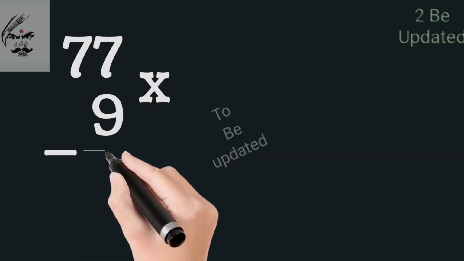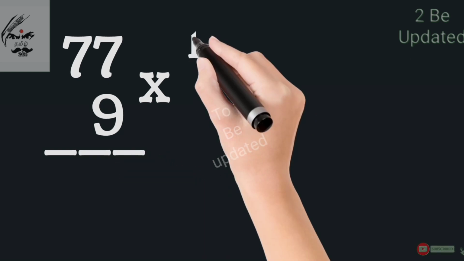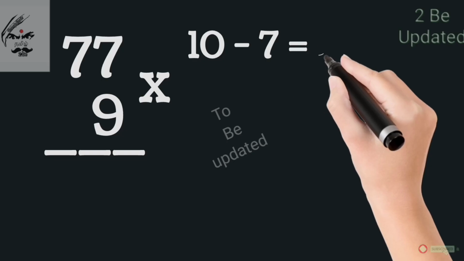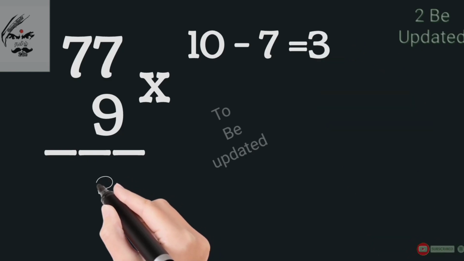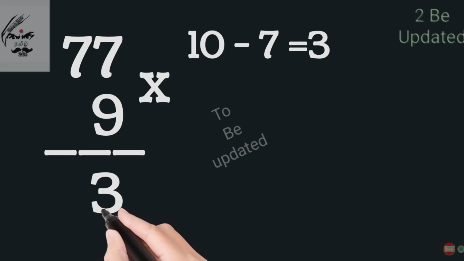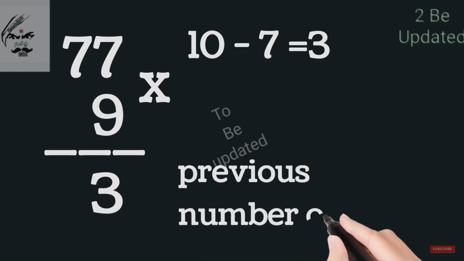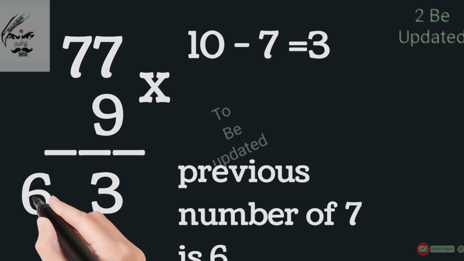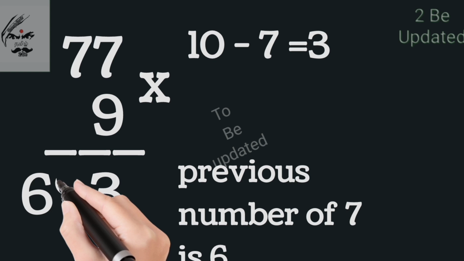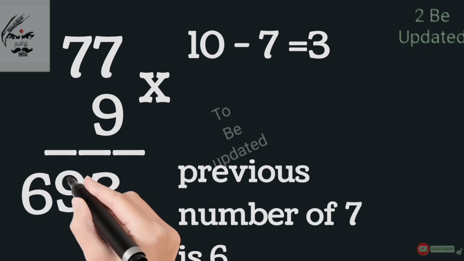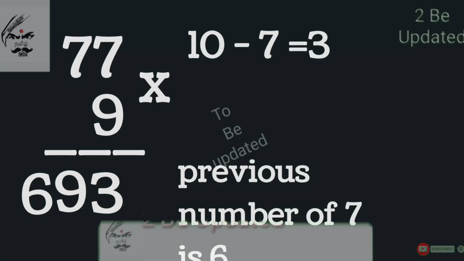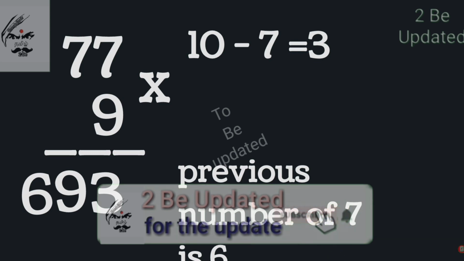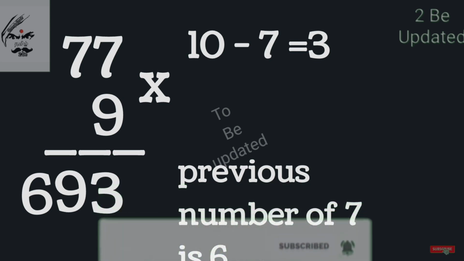In 77, the unit digit is 7. So we are subtracting the 7 from 10. 10 minus 7 is 3. So the unit digit is 3. And in 77, the tens digit is 7. So the previous number of 7 is 6. We are going to display that 6 in the hundreds place. Now in between 6 and 3 we are going to display 9. Whatever the number, we are going to display 9. So 77 nines are 693.